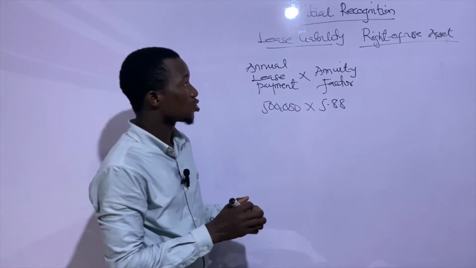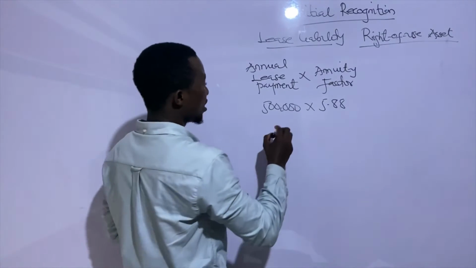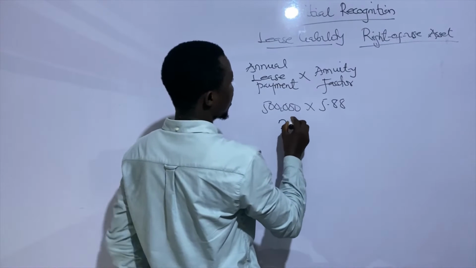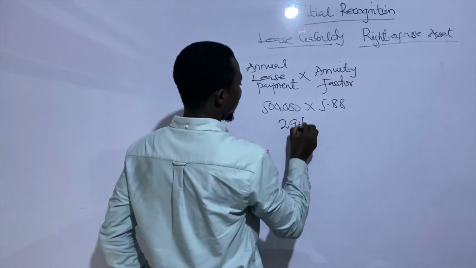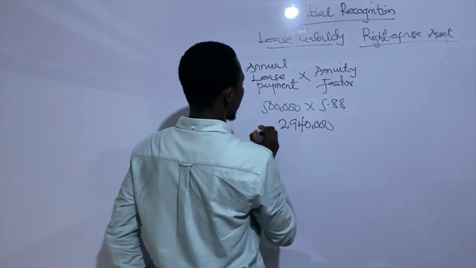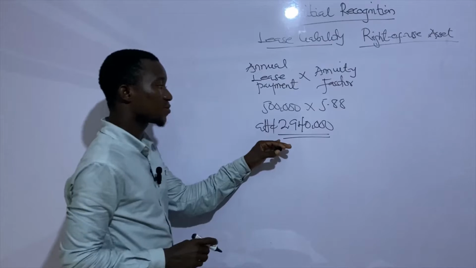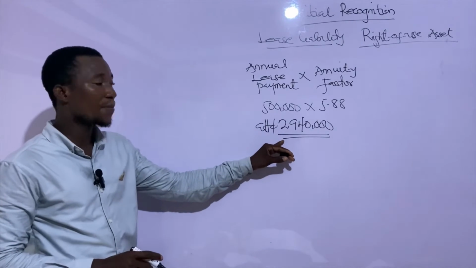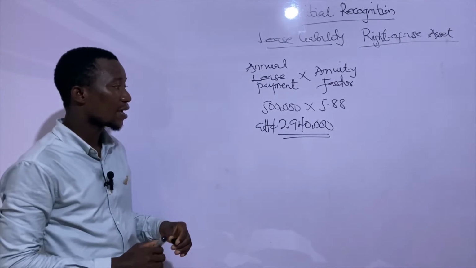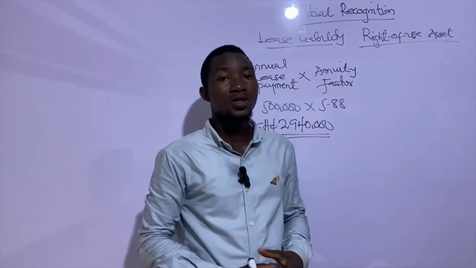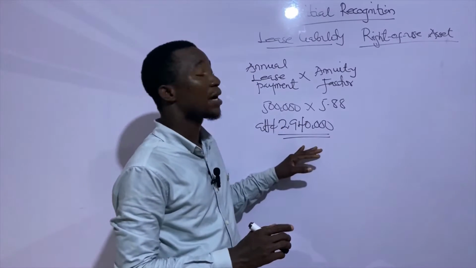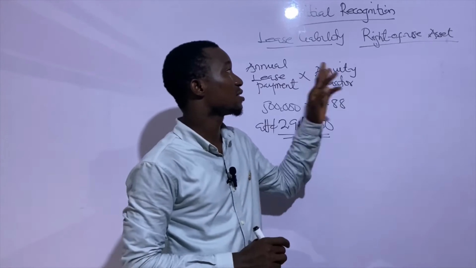So when we multiply these two, you get an amount of 2,940,000 Ghana cedis. That is at the commencement date. The lease liability happens to be 2,940,000 Ghana cedis.